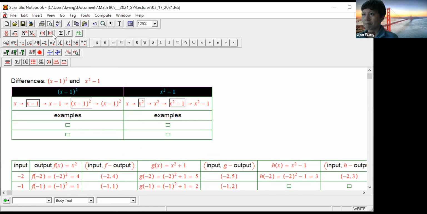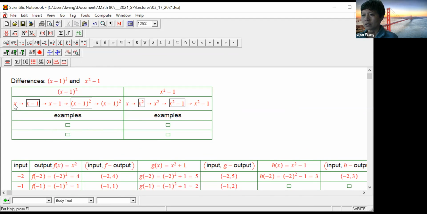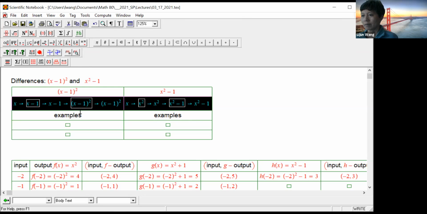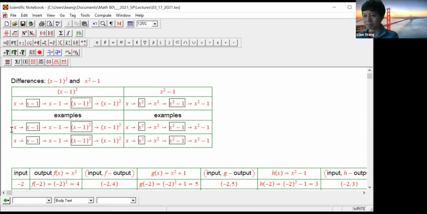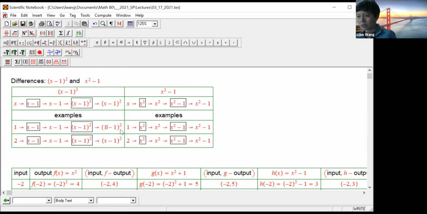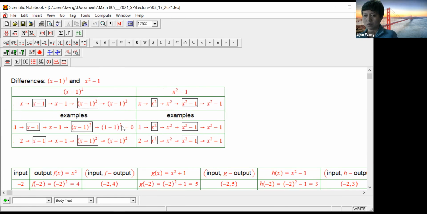So next, I want you guys to go through this process all over again. I'm going to give you 2 inputs. This doesn't have to be very difficult, just 1 and 2, number 1, number 2. And you're going to produce the output for me. 1 replaces x, 1 minus 1 is 0. So this part is 0. 0 squared is going to be 0. So this one is going to be 1 minus 1, that's going to be equal to 0.